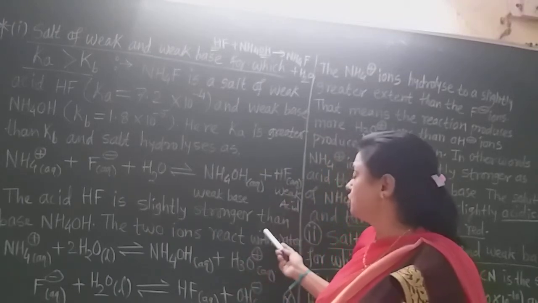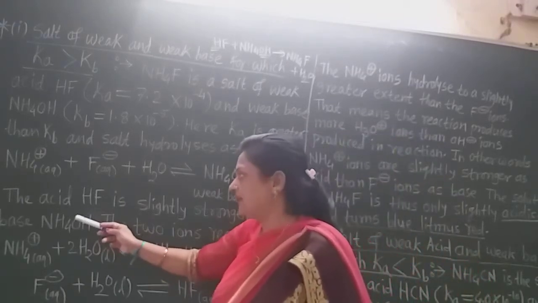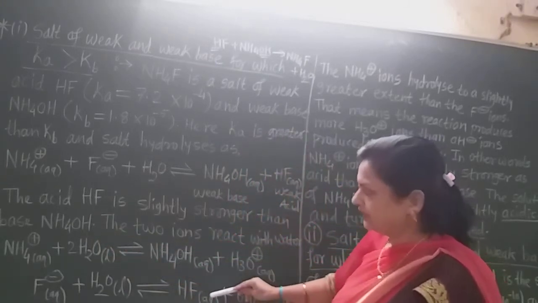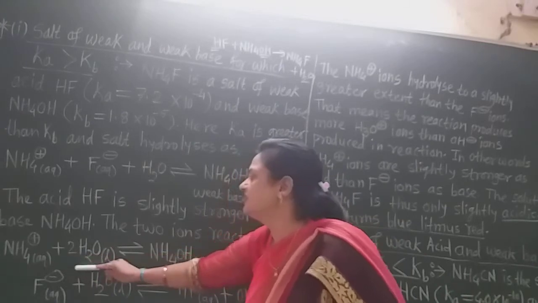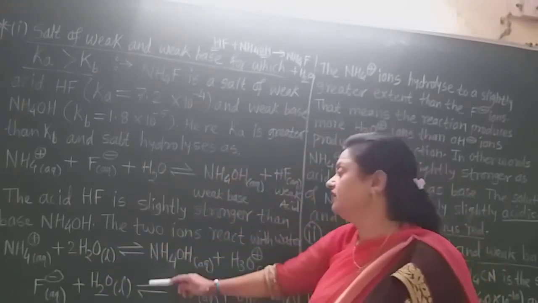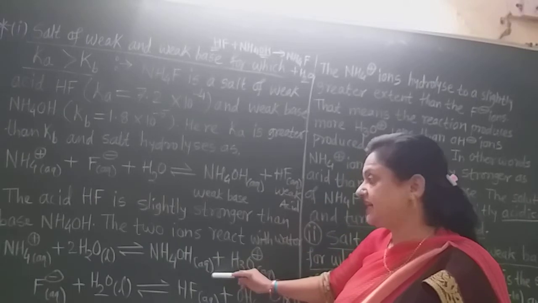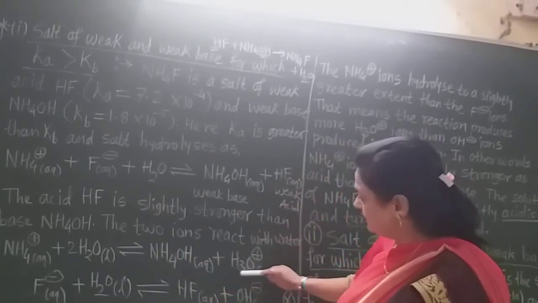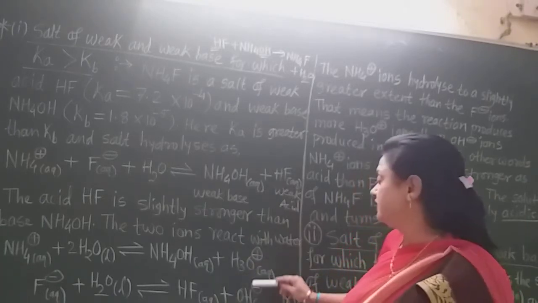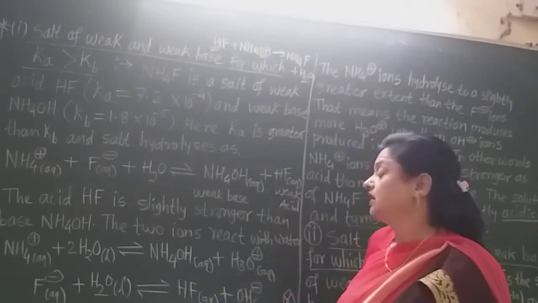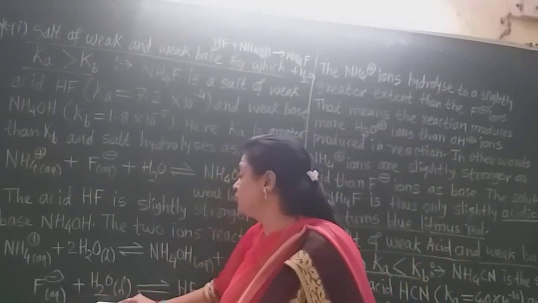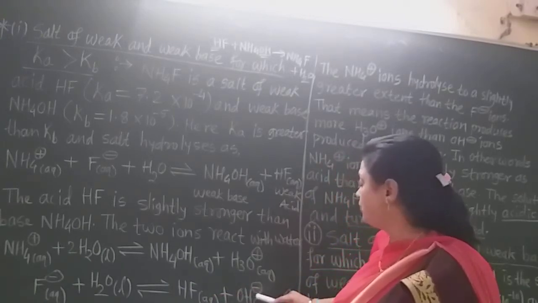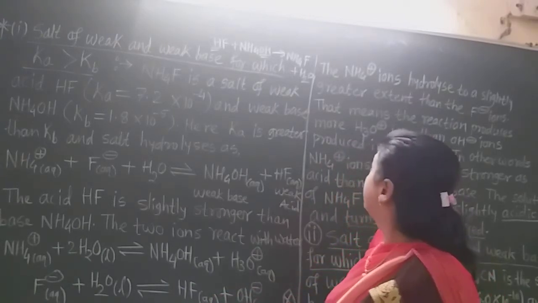Now the ions of this salt, NH4F, hydrolyze in the water in this way. NH4 plus aqueous plus H2O liquid forms NH4OH aqueous, that is the weak base, plus H3O plus. These are the protons; H3O plus behaves as the H plus ions. Again, this F minus when hydrolyzed with water forms HF, that is the weak acid, and OH minus, that is the hydroxyl ions.